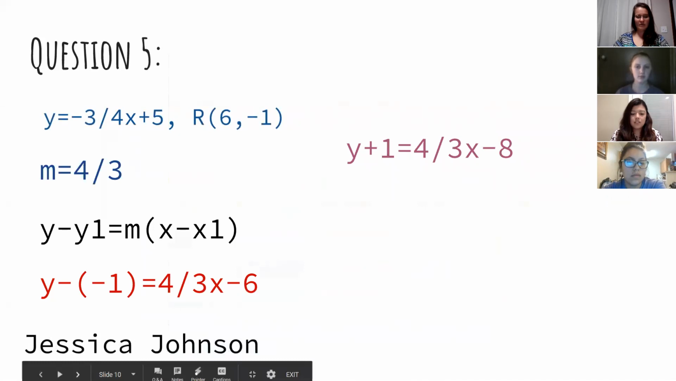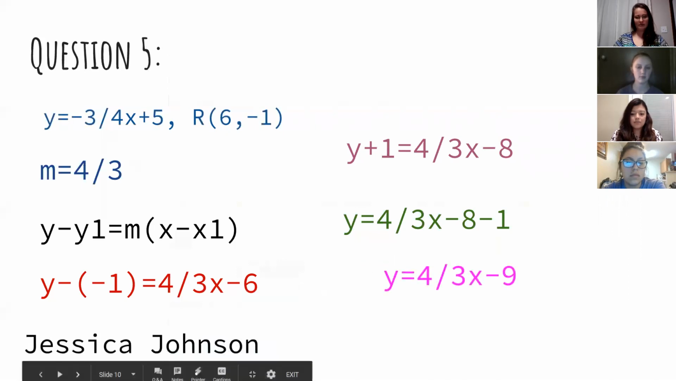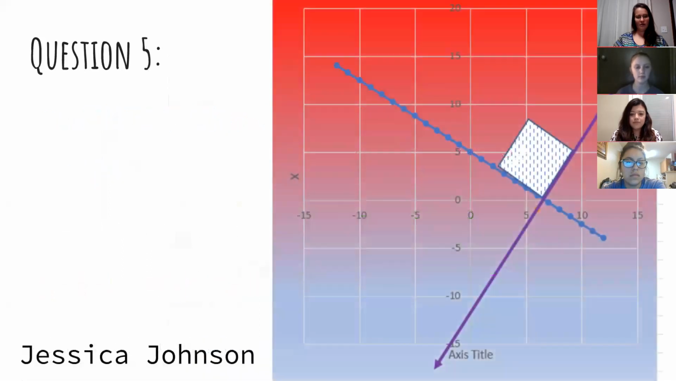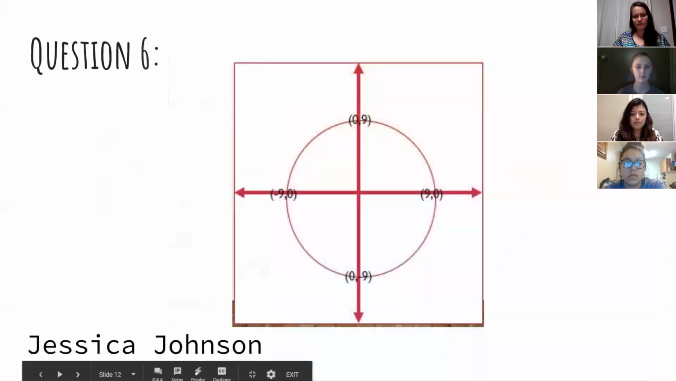Since I'm solving for the variable y, when I cross these lines, I have to change this sign when I isolate the y on the left-hand side. I will get y equals 4/3x minus 8 minus 1, leaving us with an answer of 4/3x minus 9. And here are my perpendicular lines, and we know because we have a 90-degree angle.